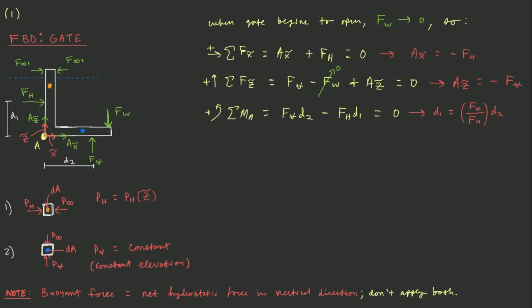So you'll see that we can use the sum of the forces in x tilde and z tilde to find the reaction forces at the hinge. We don't really need those in this problem. What we really need is the sum of the moments result, which shows that d1, or this distance right here, the distance from the hinge to Fh, is equal to Fv over Fh times d2, where d2 is the distance from the hinge to Fv. That result we will use, and that's just from this simple moment balance right here.